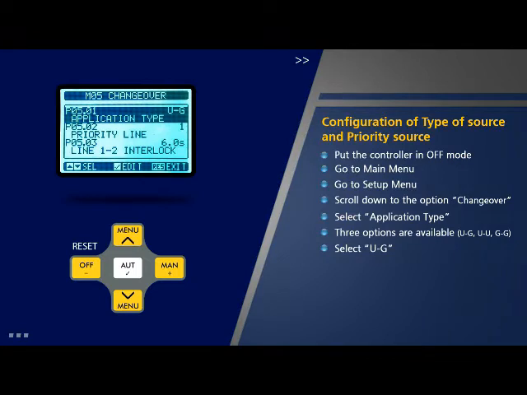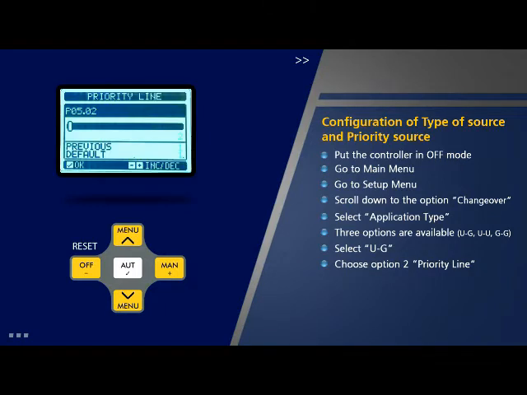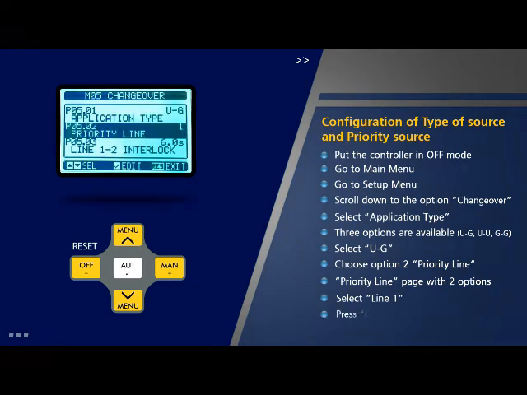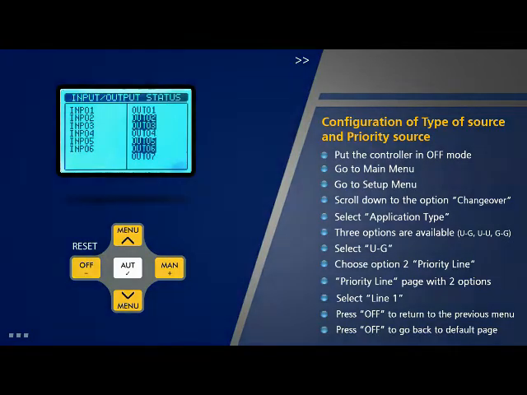To select priority line, choose option 2, which is priority line, on changeover page and press OK. Now priority line page will be displayed showing two options, 1 and 2. Select priority line as per site requirements, for example line 1, and press OK. Press off to return to the previous menu. Press off again to go back to default page.